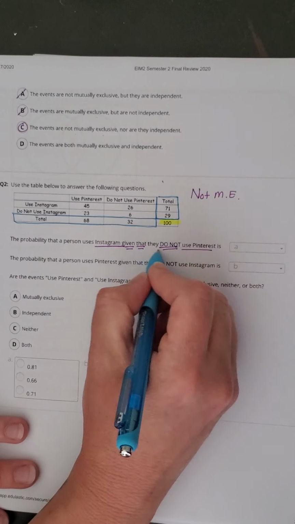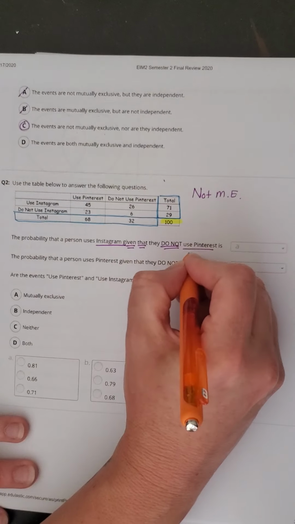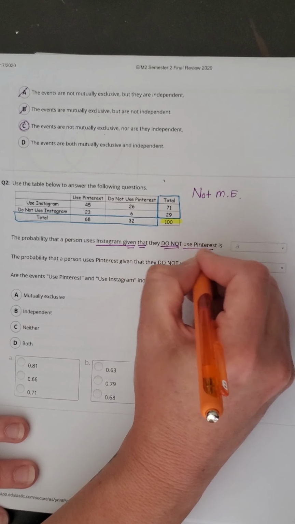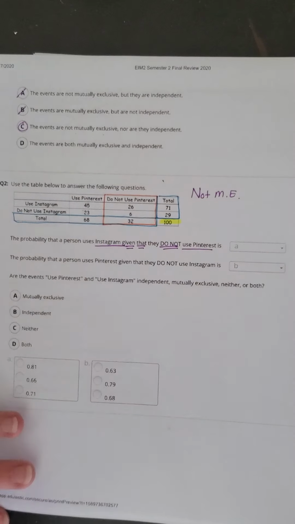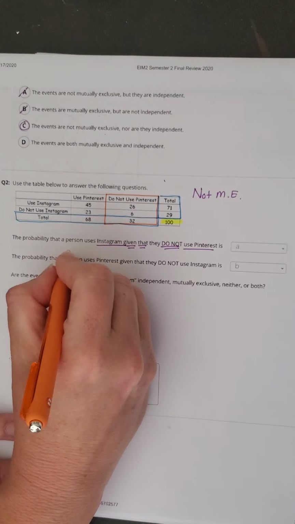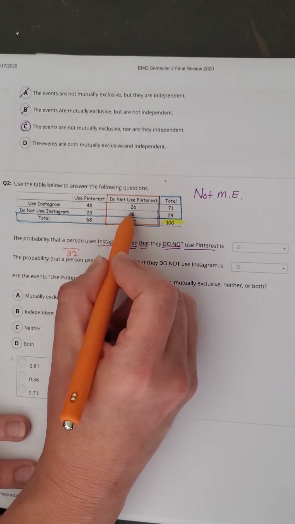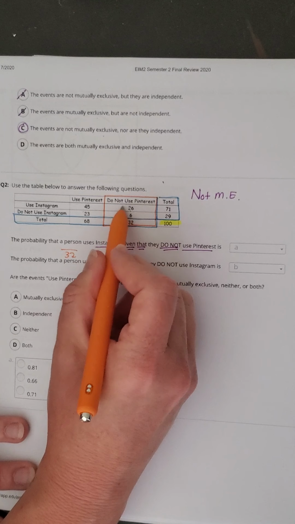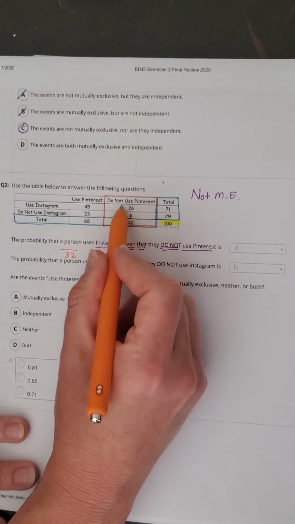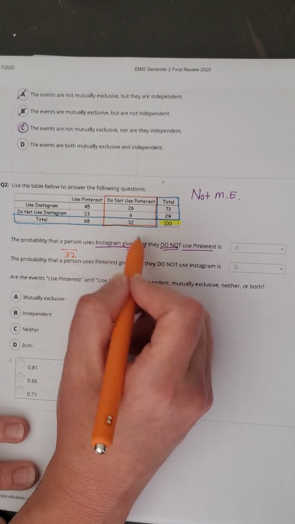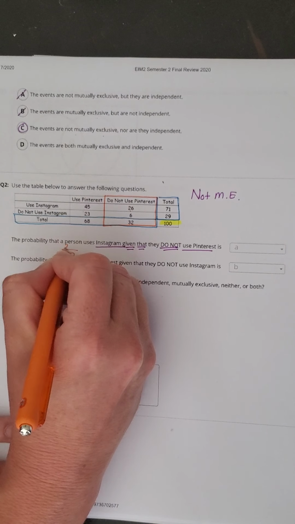So it says, given that they do not use Pinterest. So we're looking only at those who do not use Pinterest. So this is my denominator, do not use Pinterest. So I'm going to look at only this column. So out of these people, so out of 32, what is the probability that they do use Instagram? So we're looking for uses Instagram in this column only. And whenever you're using given that or conditional probability, you should only be pulling numbers from the column that follows the words given that. All right, so that would be 26 out of 32.